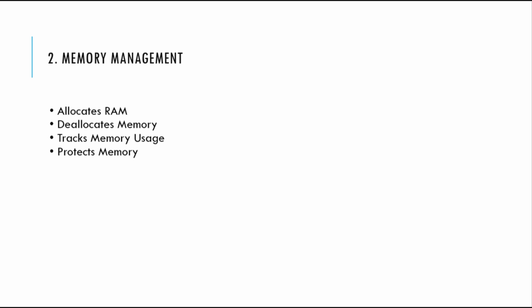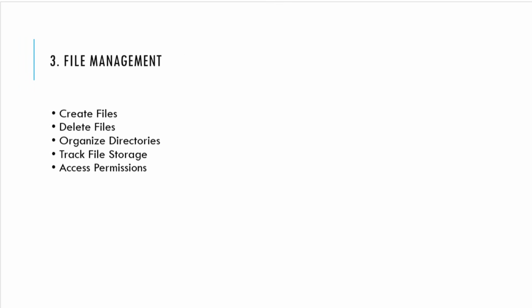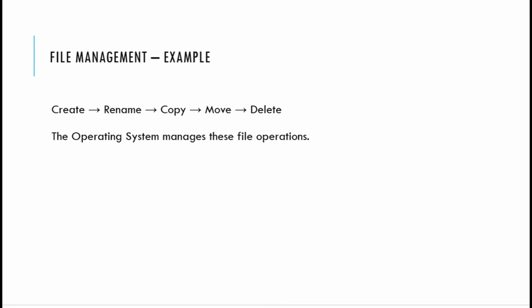The third responsibility is file management. Every day we create files, rename files, delete files, copy files, and so on. Who performs these operations? The operating system. It organizes files into directories or folders. It keeps track of where every file is stored. It also controls permissions. For example, in Windows, some files require administrator permission before they can be modified, and that is also managed by the operating system. So file management means creating, deleting, organizing, and protecting files.